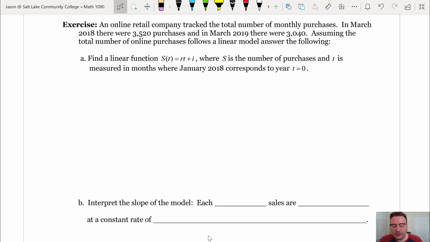Find a linear function, s of t is equal to r times t plus I, where s is the number of purchases and t is measured in months, where January 2018 corresponds to year, I think that should really be month 0, right? We're measuring time in months, so that's a typo there. That should be month 0.